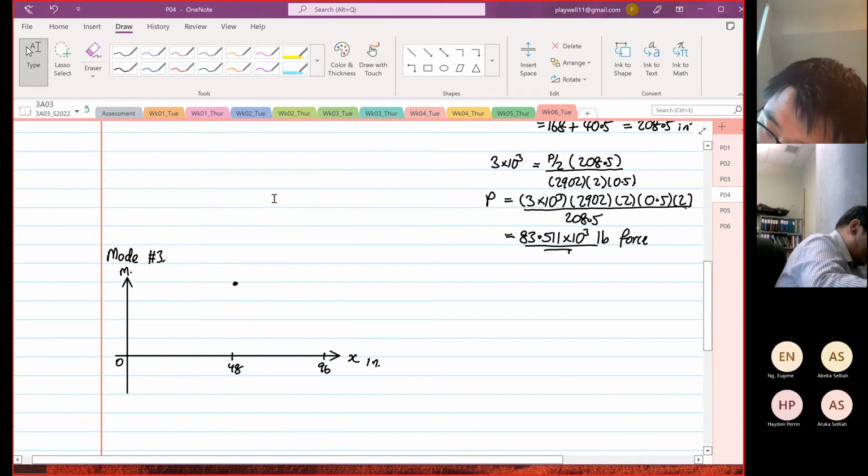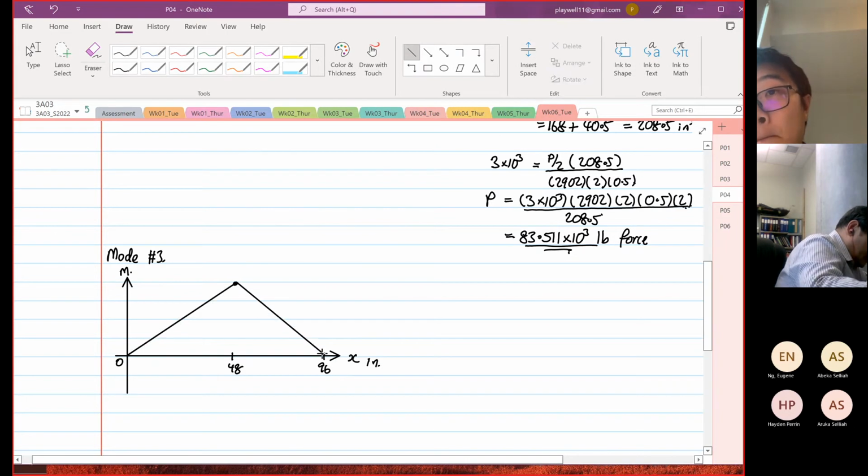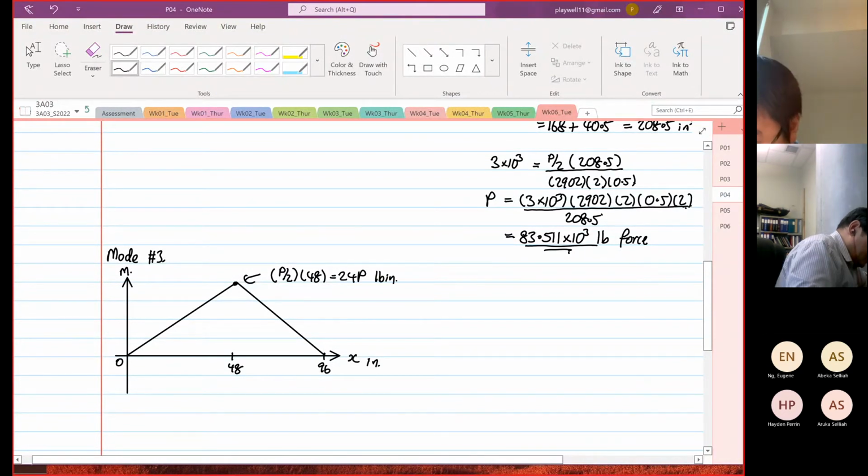Okay, but what is this value? Right, so we know that this is how our shear force diagram, bending moment diagram will look like. So we know that this value over here, the force is P/2, the perpendicular distance is 48, so this is equal to 24 P pound inch.